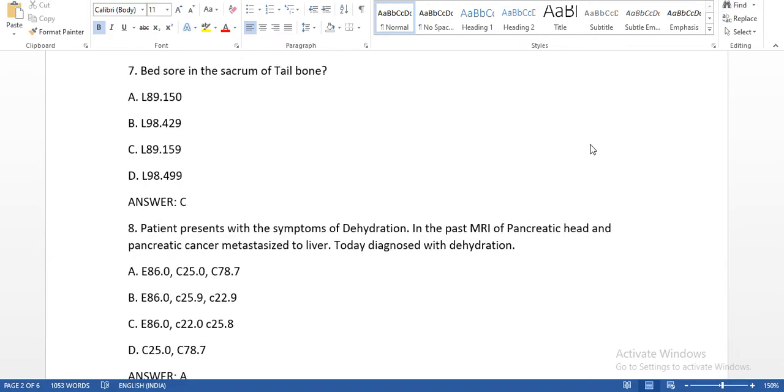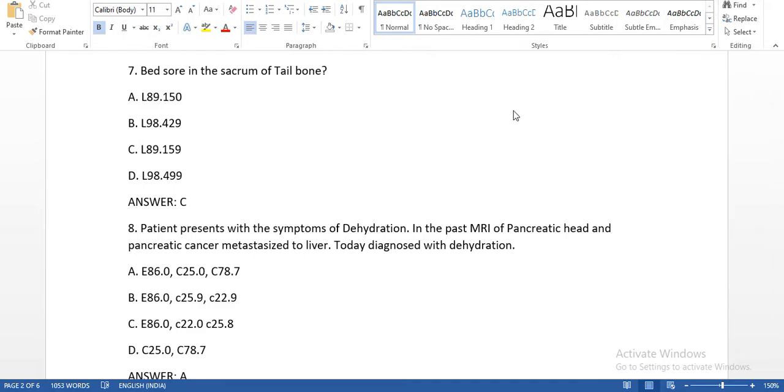Question number 7, bed sore in the sacrum or tailbone. Here too we need to select among these 4 answers: A, L89.150, B, L98.429, C, L89.159, D, L98.499. Here our answer is C. As we have discussed before, it is a pressure ulcer. Because of the continuous bedridden condition, these pressure ulcers arise.